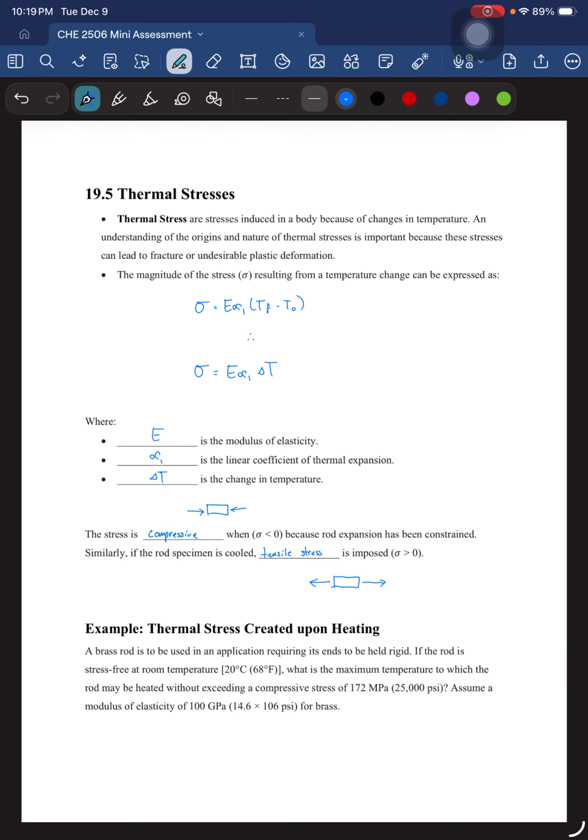And for our last example, we have thermal stress created upon heating. A brass rod is to be used in an application requiring its ends to be held rigid. If the rod is stress-free at room temperature, what is the maximum temperature to which the rod may be heated without exceeding a compressive stress of 172 MPa? Let's not mind the PSI over here because we won't be using that. We will be using MPa for this problem, and assume a modulus of elasticity of 100 GPa. And again, ignore that PSI over there.